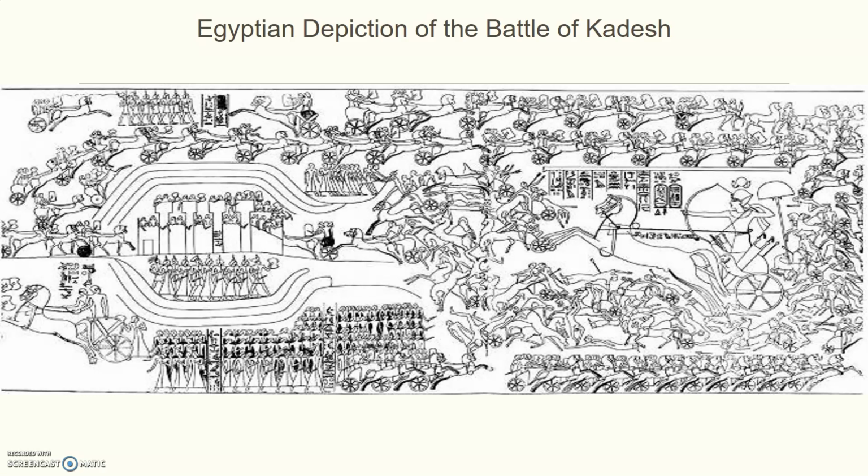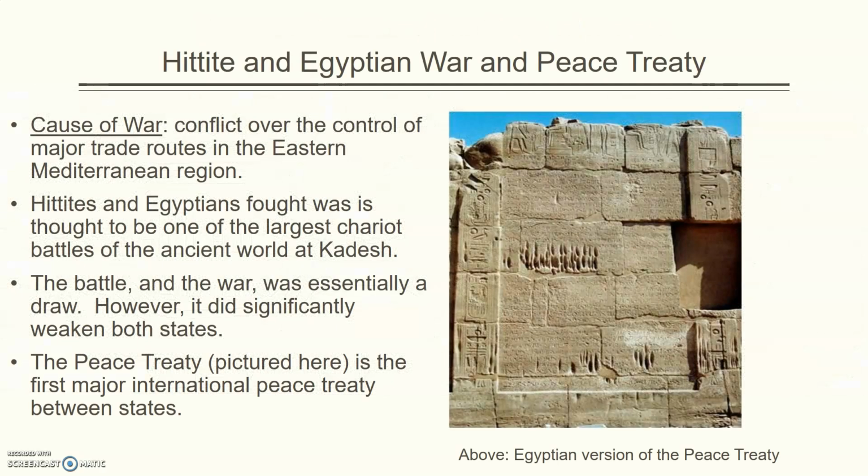The Hittites will fall in that. The Egyptians will weather the storm, but it will be significant damage to Egypt. But everywhere else is going to be weakened by this. And again, here's their peace treaty. Here's the cause of the war. Hittites and the Egyptians control major trade routes.